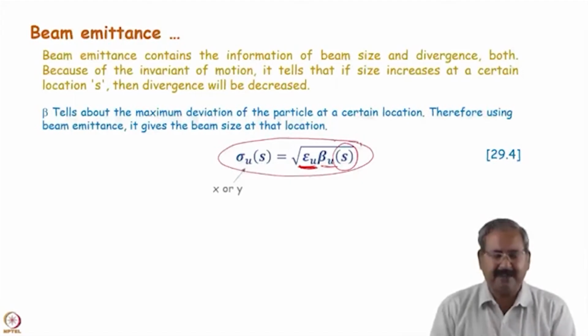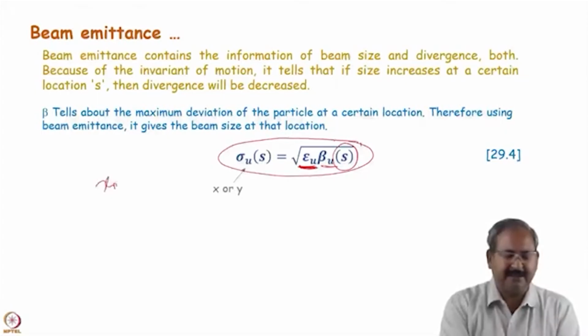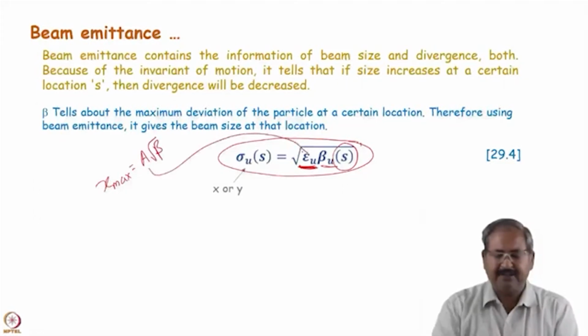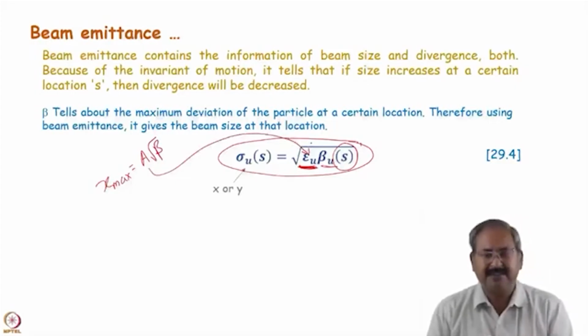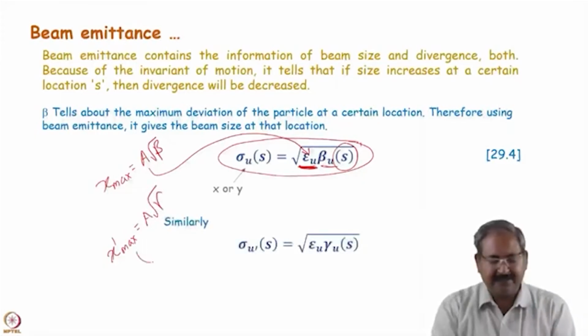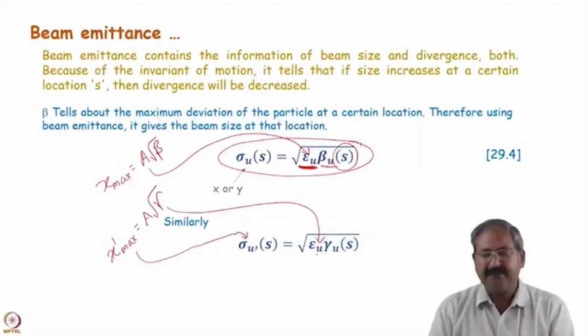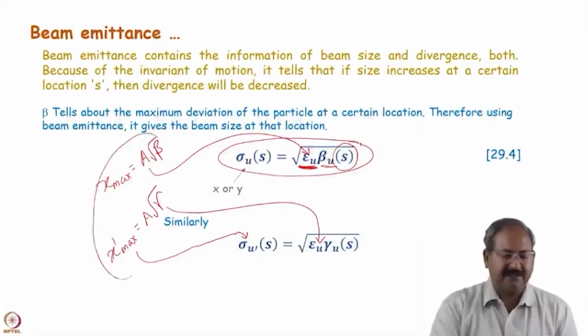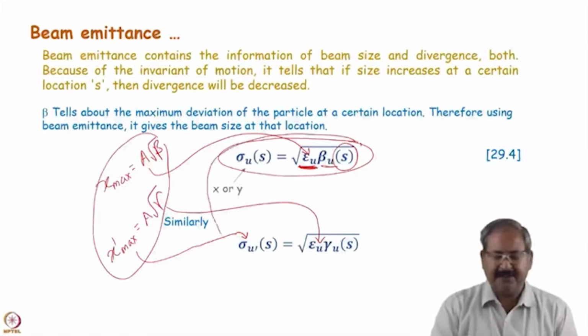In the case of a single particle, this gives you the maximum displacement: x max is equal to A under root beta. Now in place of A, we have beam emittance, so this gives you the complete beam size. Similarly, in the angles, we have x prime max is equal to A under root gamma. Beam divergence will have emittance multiplied by gamma, and take the root. So this is the case for a single particle and this is the case for the complete beam.